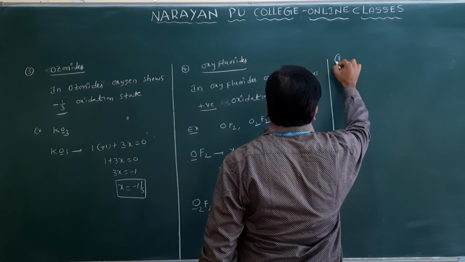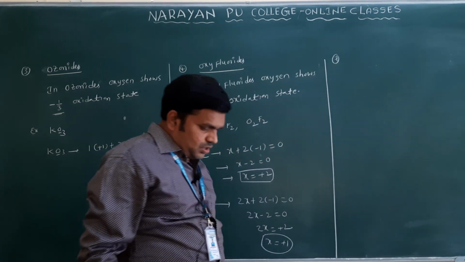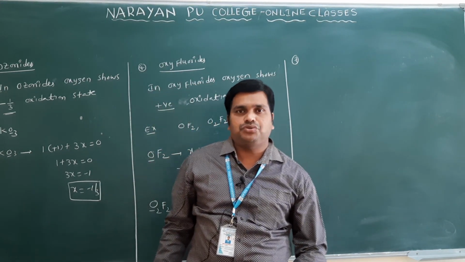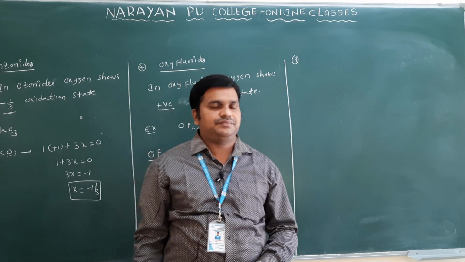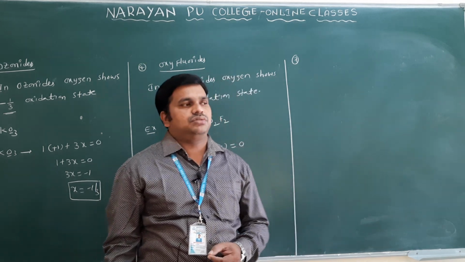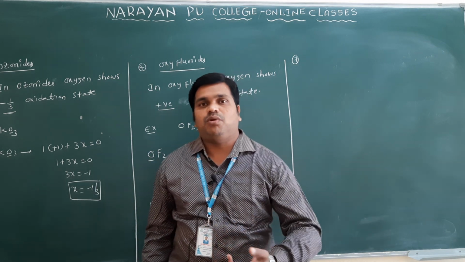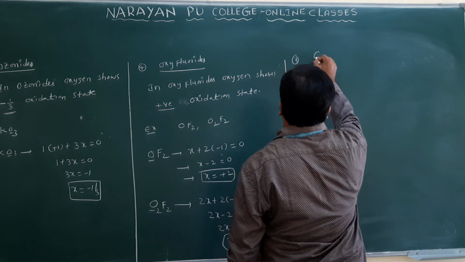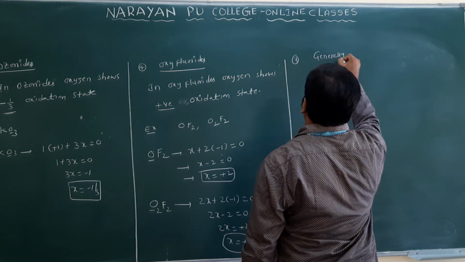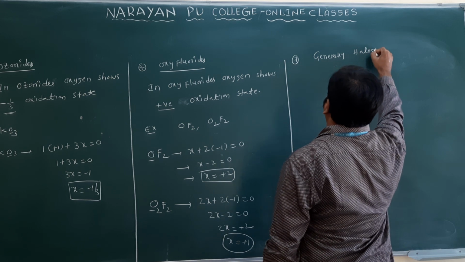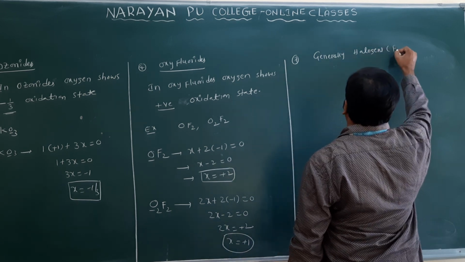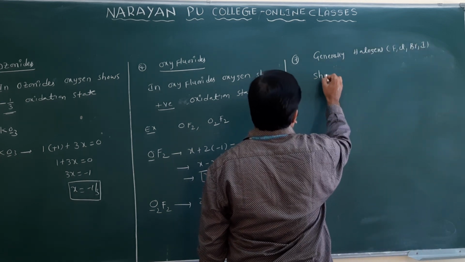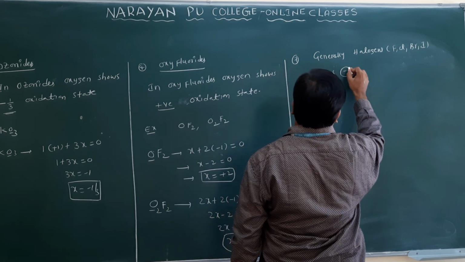Okay, see the next rule we have. Generally, halogens show -1 oxidation state, but a few of the halogens show positive oxidation state in the form of oxoacids and oxoanions only. What are the halogens here? Fluorine, chlorine, bromine and iodine generally show -1 oxidation state.